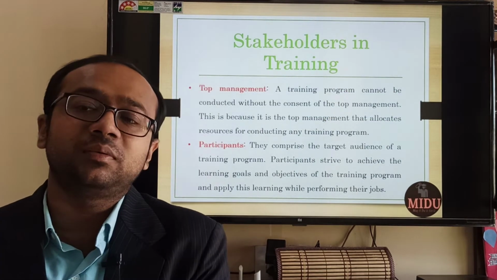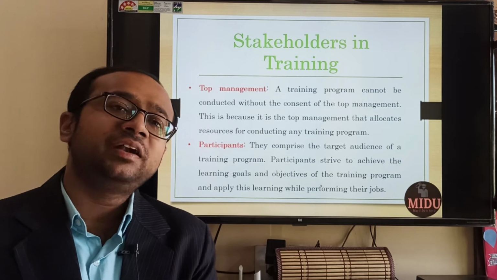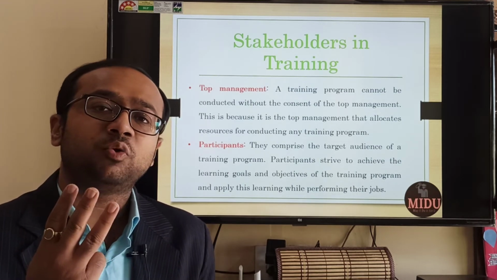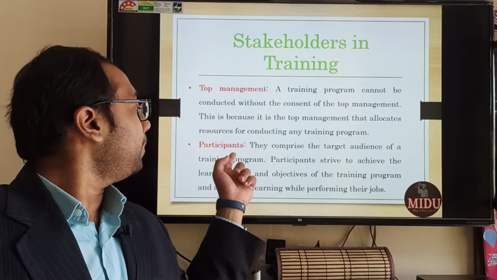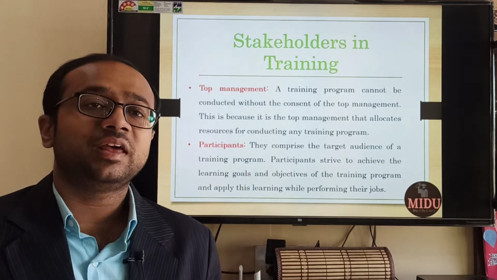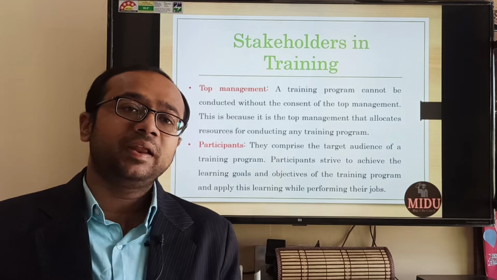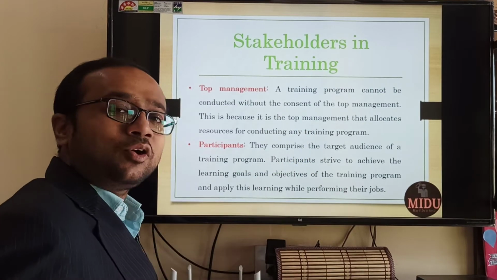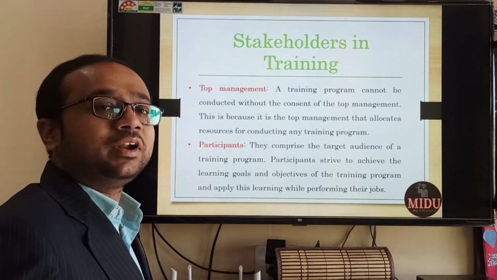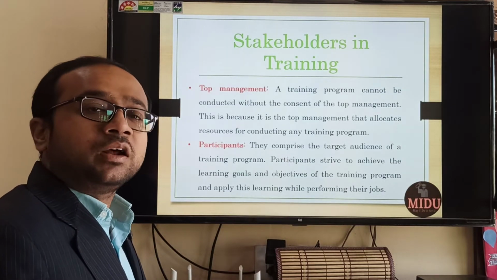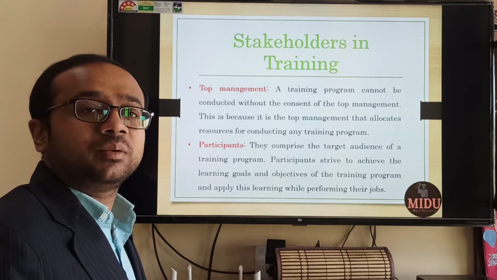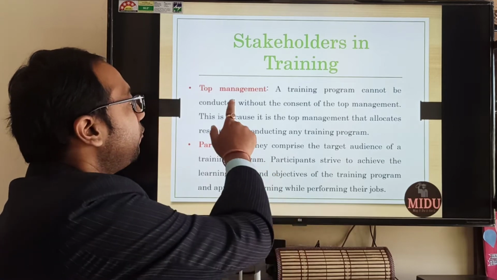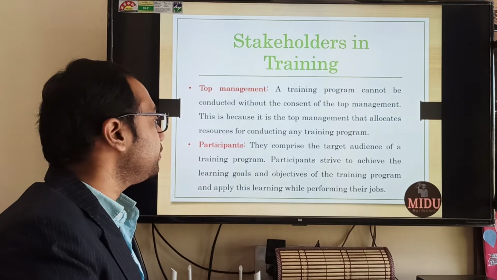Now stakeholders in training. You can very well relate to it. There are three main stakeholders in training: top management, participants, and third is the trainer, which is in the next slide. Why is top management a stakeholder? Because without the consent of top management, you cannot conduct a training program. For any kind of training, you will need resources in terms of money, place, and your resource person. All that can come only after the consent of top management.